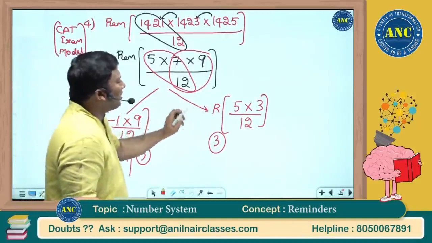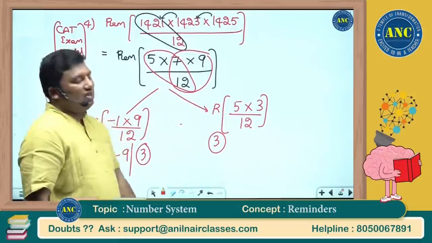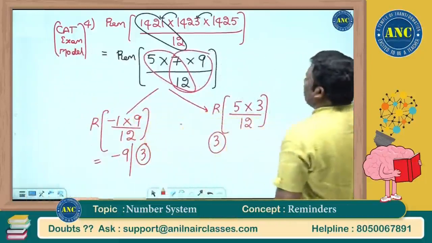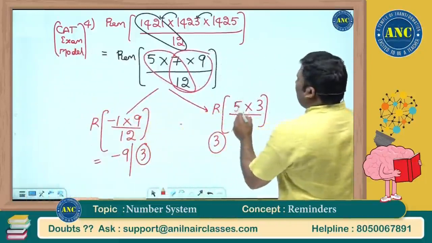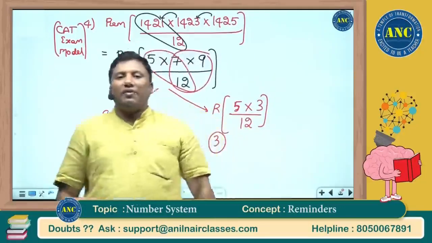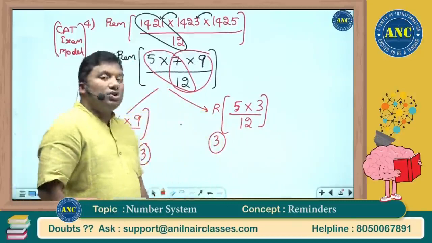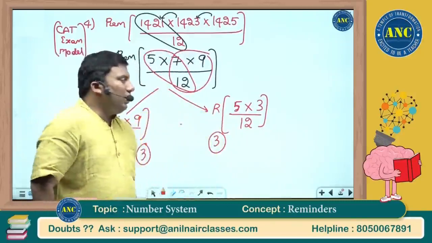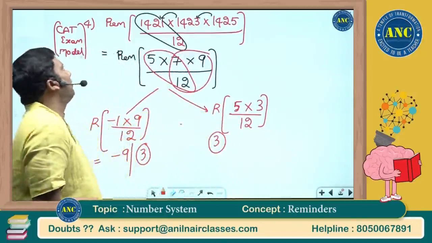You can take the next two. 7 nines are 63. 63 divided by 12. 12 fives are 60. Remainder 3. 5 threes are 15. 15 divided by 12. 12 ones are 12. Positive remainder is nothing but 3.